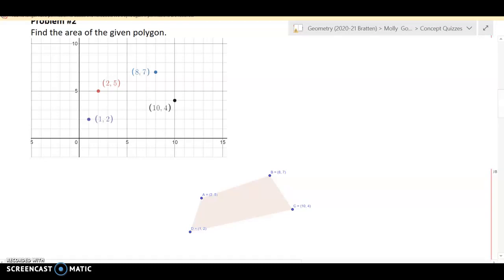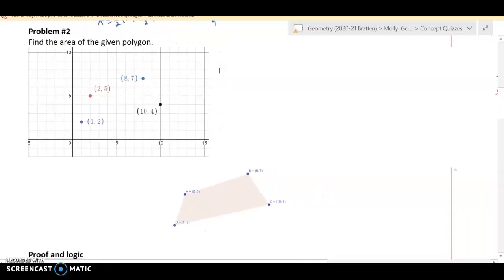Okay, here is problem 2 of area of polygons, and I went ahead before this and graphed it on Desmos to save time because I like when things are on graph paper because it is easier to visualize, but it's the same shape that we were given, so I'm going to draw that.